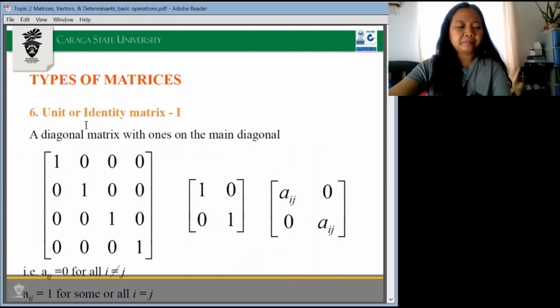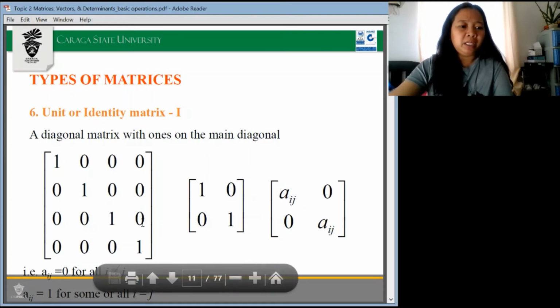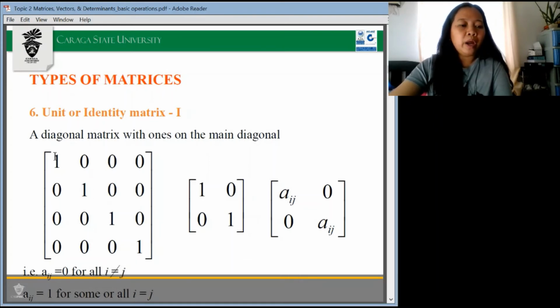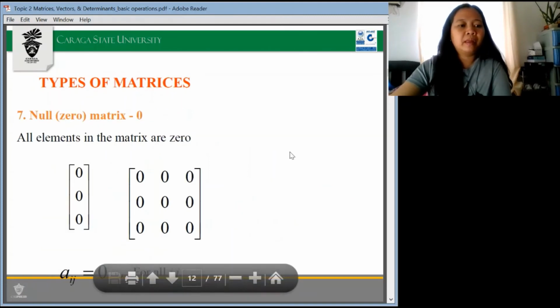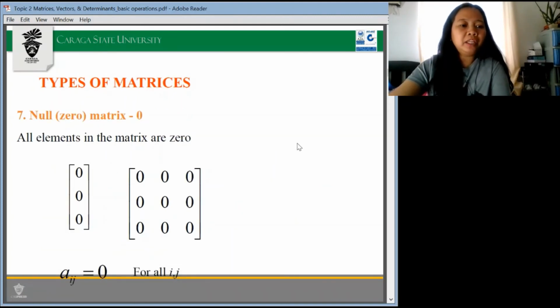Next, a unit or identity matrix, and we can call it bold I or simply I. It is a diagonal matrix with ones on the main diagonal. So this is a unit matrix where the elements of the main diagonal are equal to 1. This one. Then we have the null or zero matrix. Simply, all the elements are 0.